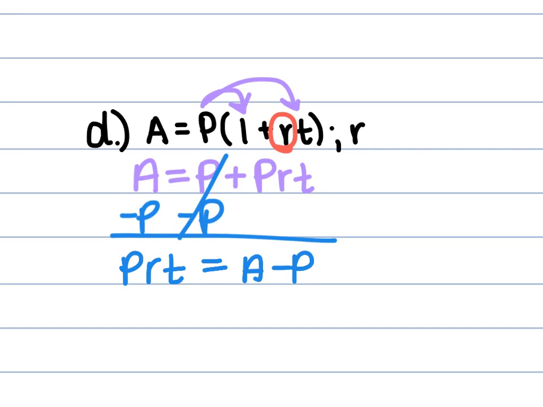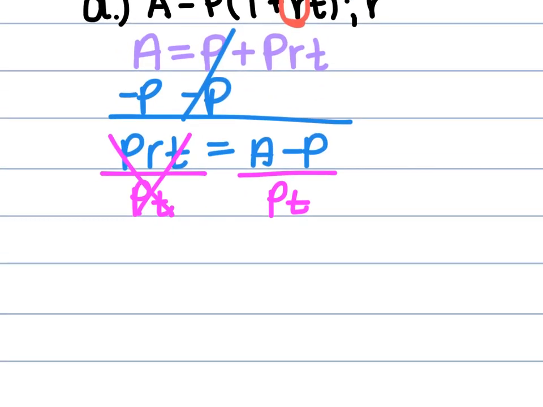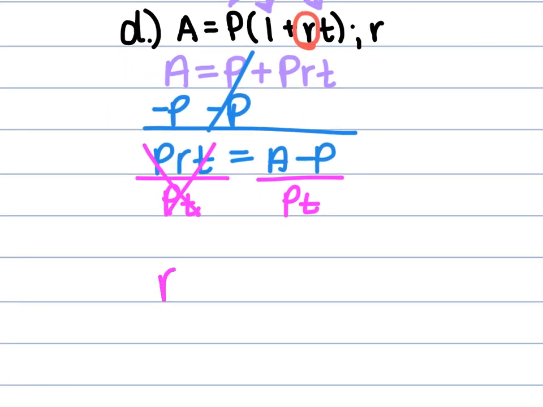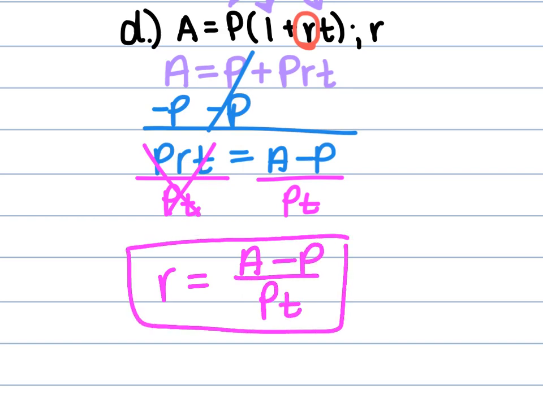We want to get R by itself, so we would divide each side by what's not R, which is PT, and get that R is equal to A minus P over P times T. This could be your answer, or you can separate it and cancel out where you can.